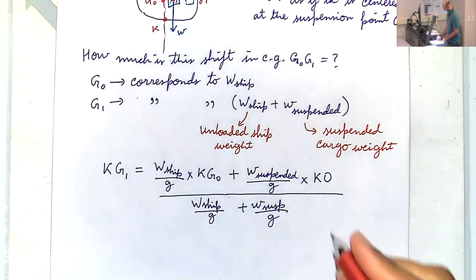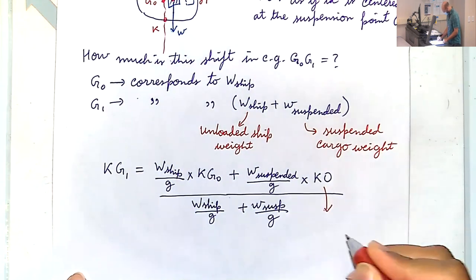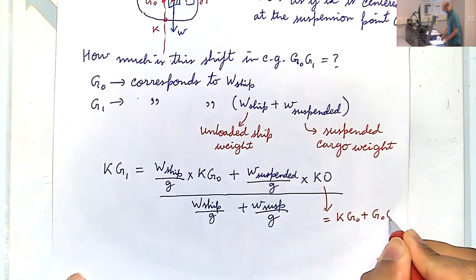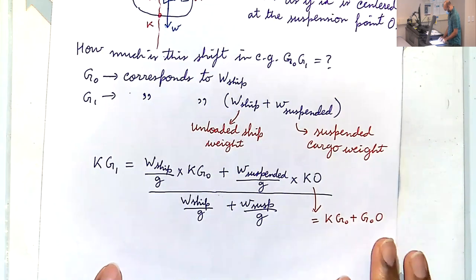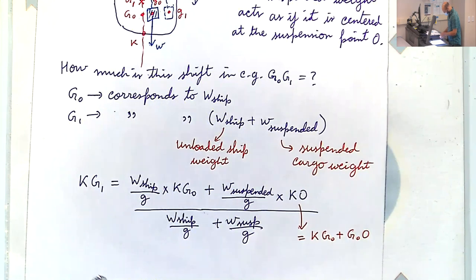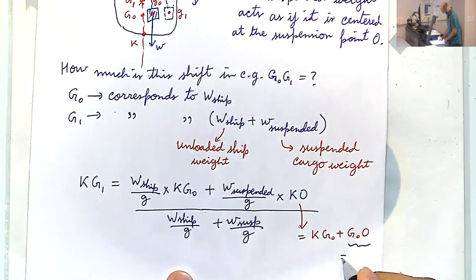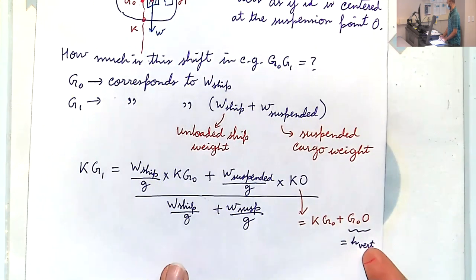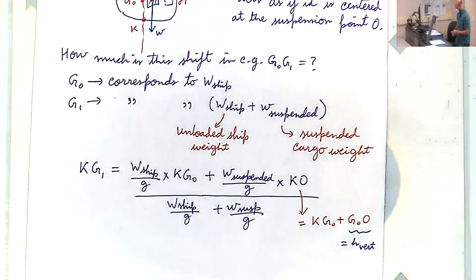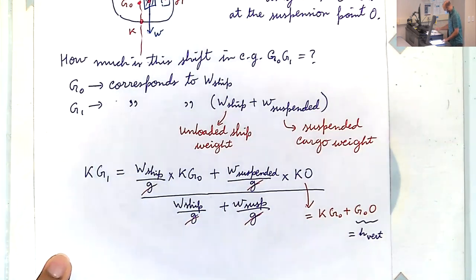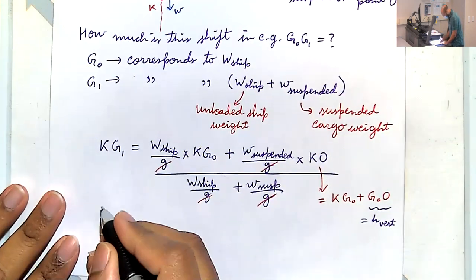All right. So this KO, we can write this as KG0 plus G0O. And this G0O is in our diagram given to us. It's given as H vertical. And this H vertical we would know because we know how tall we make our crane and we know our initial center of gravity. Okay, so let me cancel out all the G's. And then we have KG1.